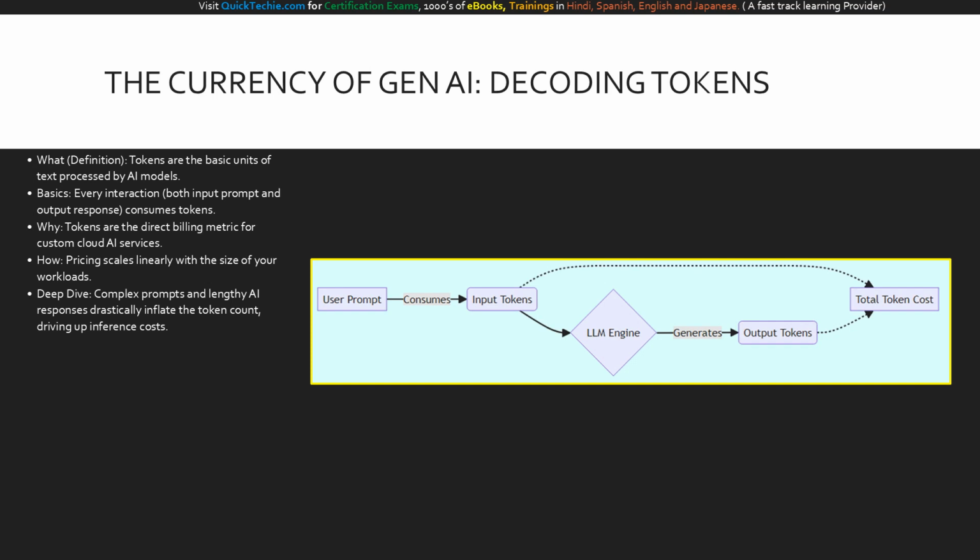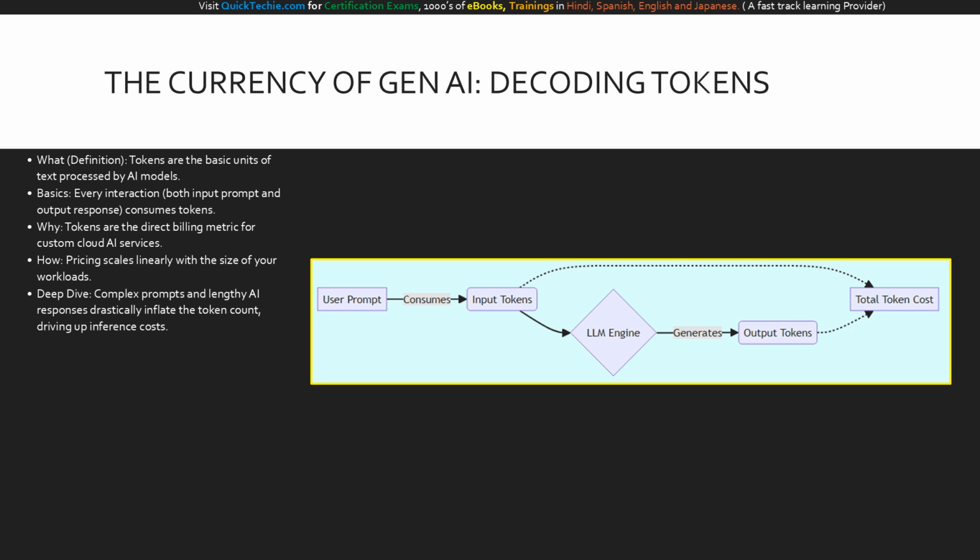To understand generative AI costs, we must first understand its fundamental currency, the token. Tokens are simply units of text processed by AI models. Every time a user sends a prompt, and every time the model generates a response, tokens are consumed. This is absolutely critical because tokens are a direct cost driver, especially in platforms like Azure AI, where pricing for inference or usage is strictly token-based. The larger your prompt and the longer the AI's output, the more tokens you burn, which directly increases your bill. Mastering token economics is the key to scaling your AI without breaking the bank.